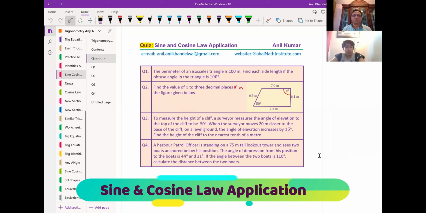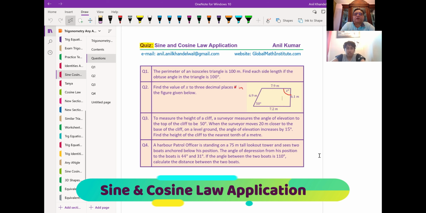Okay, sir. Question number 1. The perimeter of an isosceles triangle is 100 meters. Find each side length if the obtuse angle in the triangle is 100 degrees. So sine law can be applied to any triangle provided we know two angles and a side, or one angle and two other sides. Is that okay? So how will you do question number 1? Tell me.